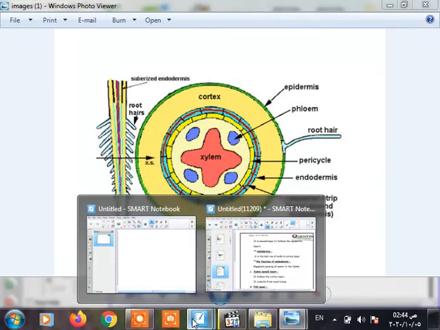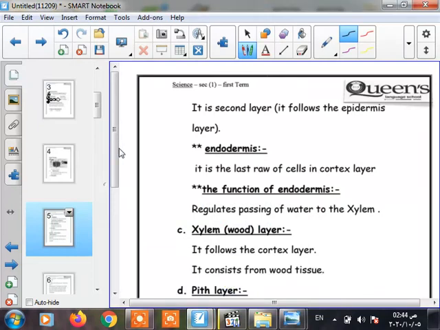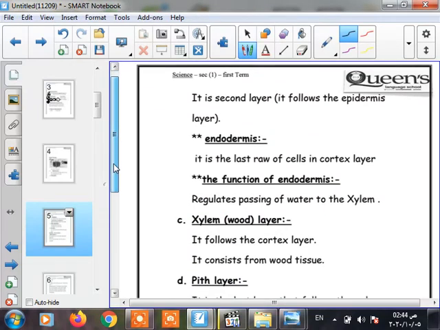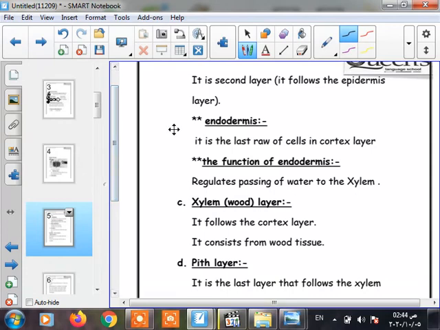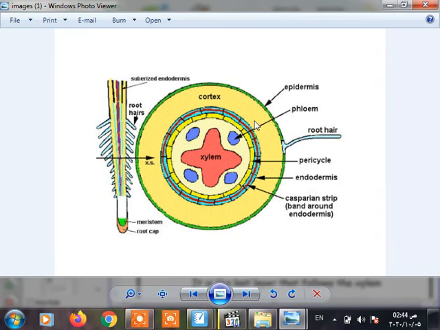The last layer we have is called the base layer. It is the last layer that follows the xylem. So we have 4 layers in the root. The first layer is called the epidermis. The second layer is called the cortex. And the third layer is called the endoderm and xylem, and the last layer is called the base layer.